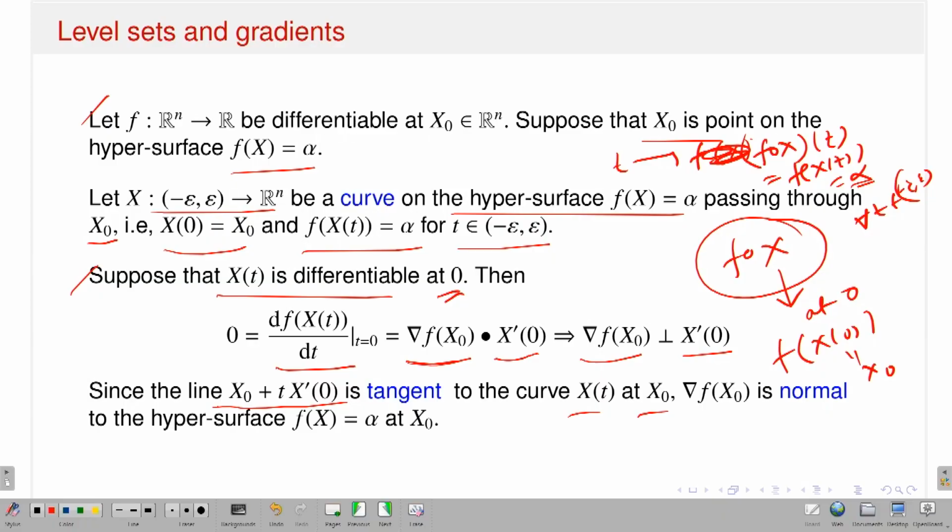So I have a hypersurface, I have a curve, I have a tangent. Then since x naught plus t times x prime of 0 is a tangent with direction x prime 0, and I just observed that the gradient vector is orthogonal to that x prime of 0, the gradient vector at x naught is nothing but the normal to the hypersurface f of x is equal to alpha at x naught. Okay. So this is very nice actually.